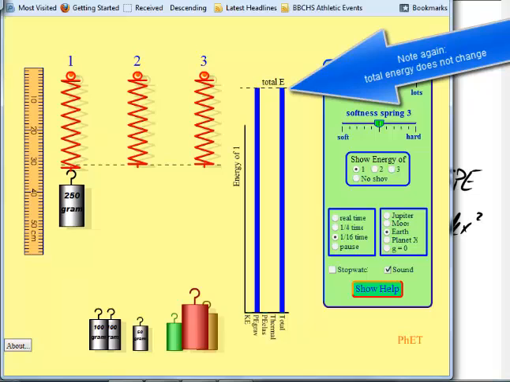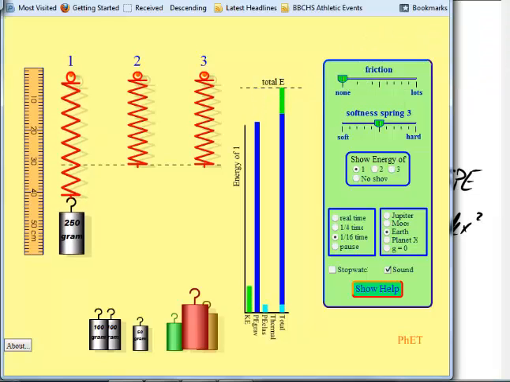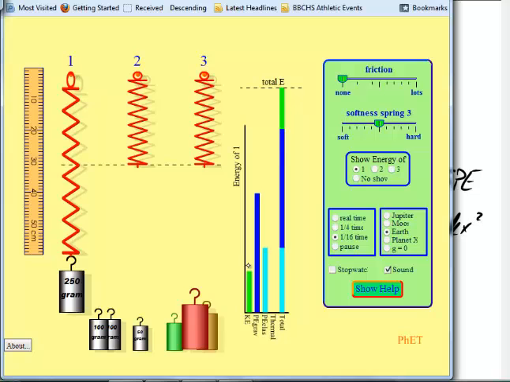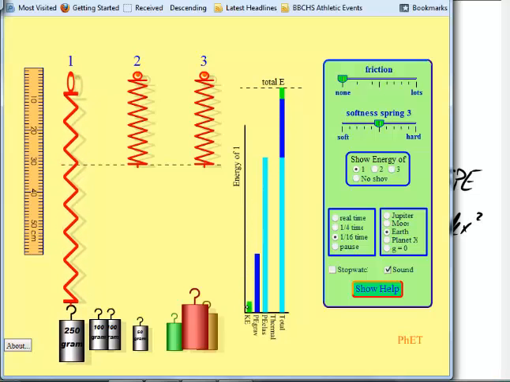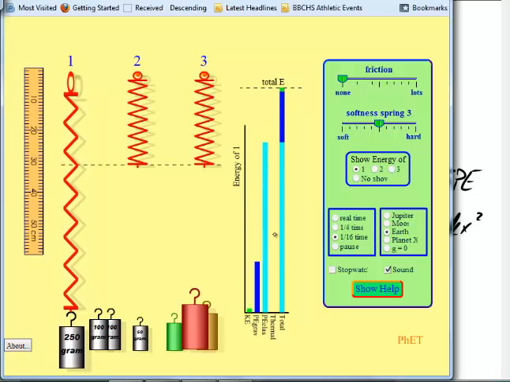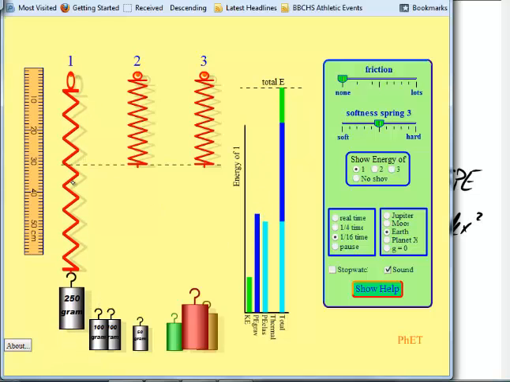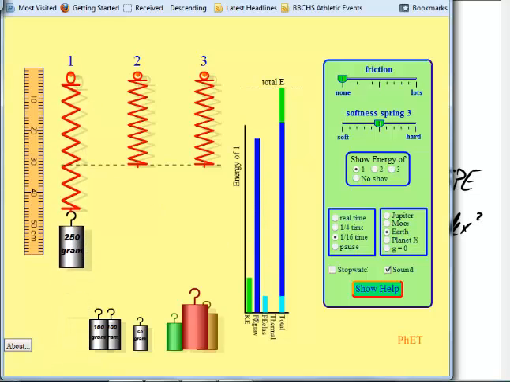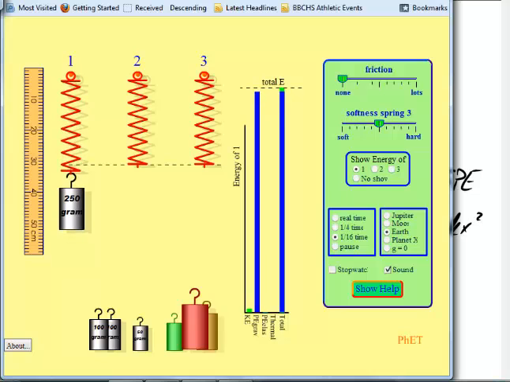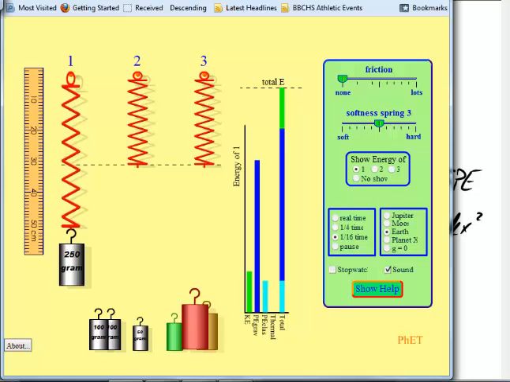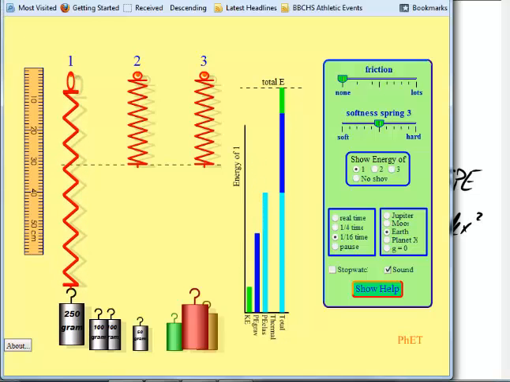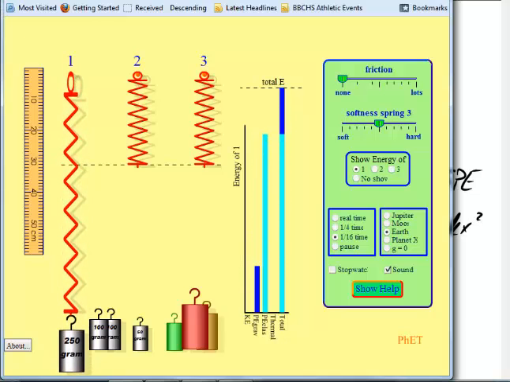We see at the top it has lots of gravitational potential energy. When it's moving, its kinetic energy increases. As it slows down, that value drops. And at the bottom, when the spring is stretched, it has a lot of elastic potential energy. And we can go through this cycle over and over again. But the important thing to notice is that the total remains the same. It just switches from one to the other.